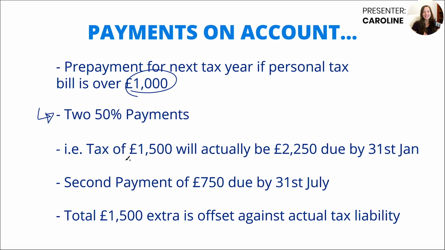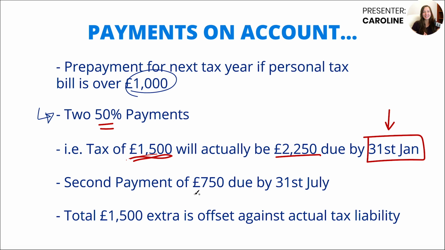So if you had a tax bill of £1,500, let me just adjust the colour here. So let's say you had a tax bill of £1,500. The actual amount that you have to pay by the normal deadline, which is 31st of January, is going to be £2,250 instead of the normal £1,500. And this is because of the two 50% payments on account towards the next year. And obviously the next tax year starts in April, so this January deadline is only a few months out from that. It's not very far.